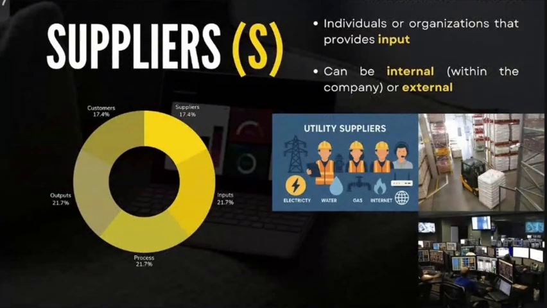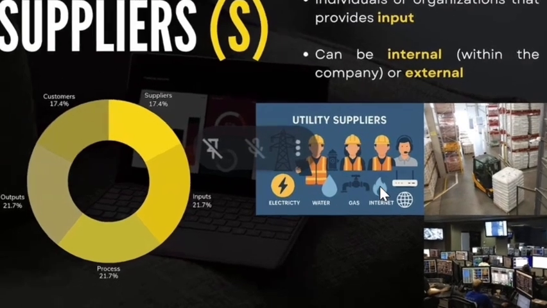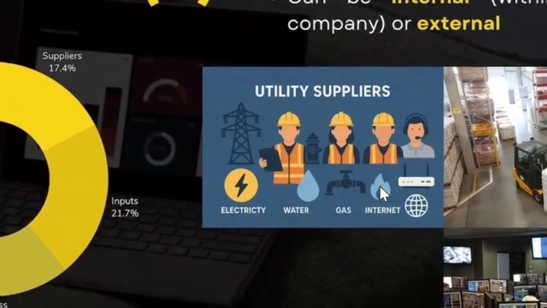Starting with suppliers. Suppliers are the people or groups who provide what is needed to start a process. Without them, nothing can happen, and suppliers can come from inside or outside an organization. So it can be internal within the company or external. For example, in manufacturing, a supplier might be a vendor providing raw materials. In a school, it could be the registrar's office or even the student themselves. Here are pictures that show examples of suppliers.